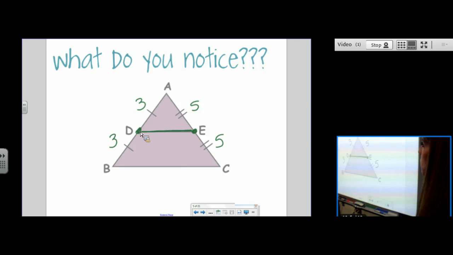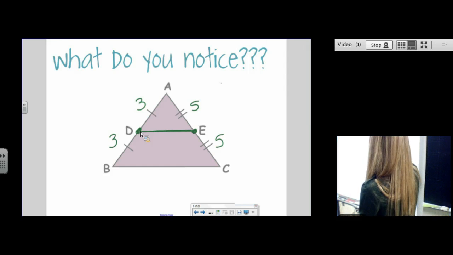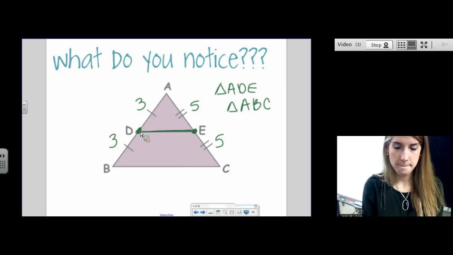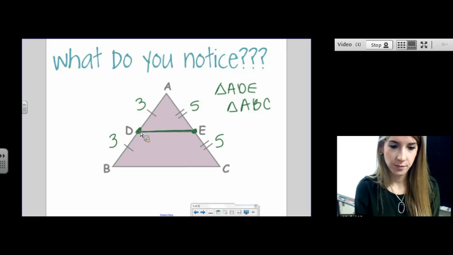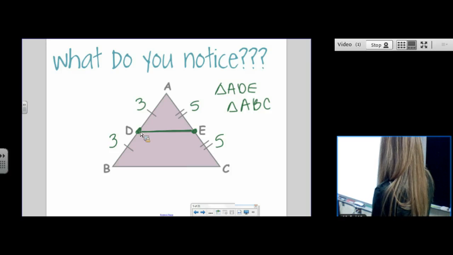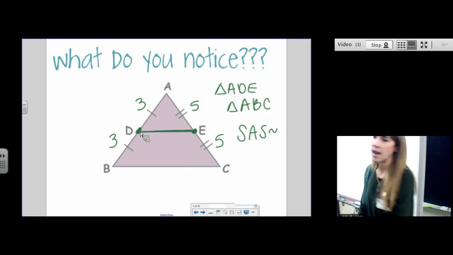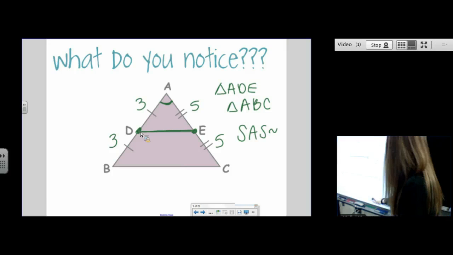What do you think is true about triangle ADE and triangle ABC? You think they're similar? What are they guilty of being similar by? Side angle side similarity, very good. Because we have a shared angle right here. Angle A is congruent to angle A. That's the reflexive property, right?